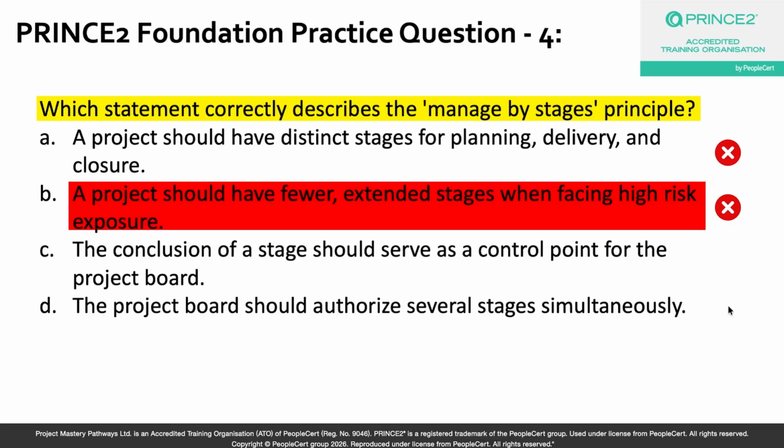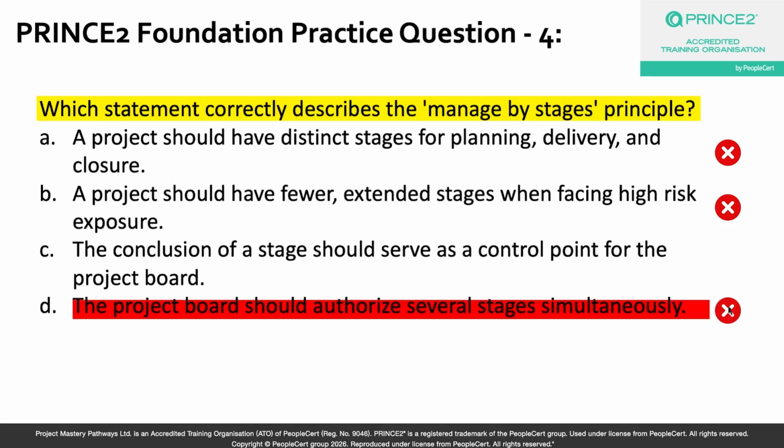Let's look at option D. The project board should authorize several stages simultaneously. Now this is actually contradicting the manual straight away, okay? Because PRINCE2 is very explicit on this point. The project board authorizes one stage at a time and only proceeds to the next stage if the continued business justification exists. Authorizing several stages in one go would completely undermine the control mechanism that manage by stages is designed to provide, okay? And that is why option D is also incorrect.